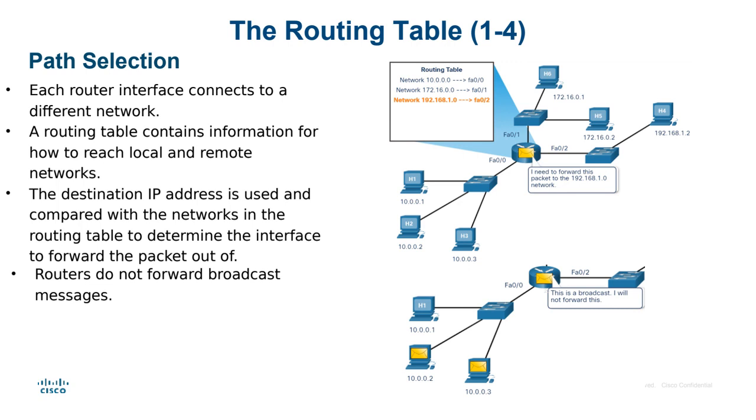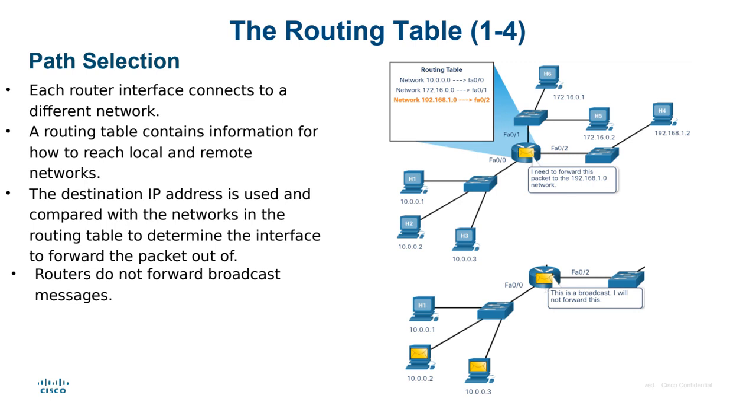So the router will do path selection. For example, if I have a packet, this computer H1, if H1 wants to send a message, let's say H1 wants to send a message to H6. The message will go to the router, and from the router will go to H6. So we call this routing, okay?